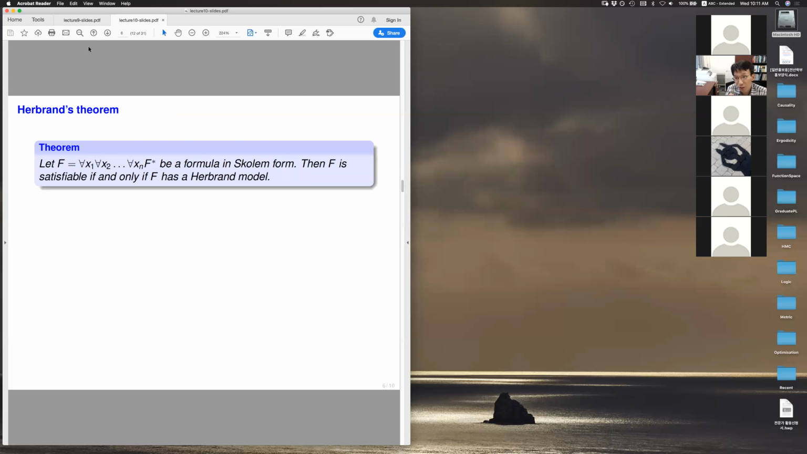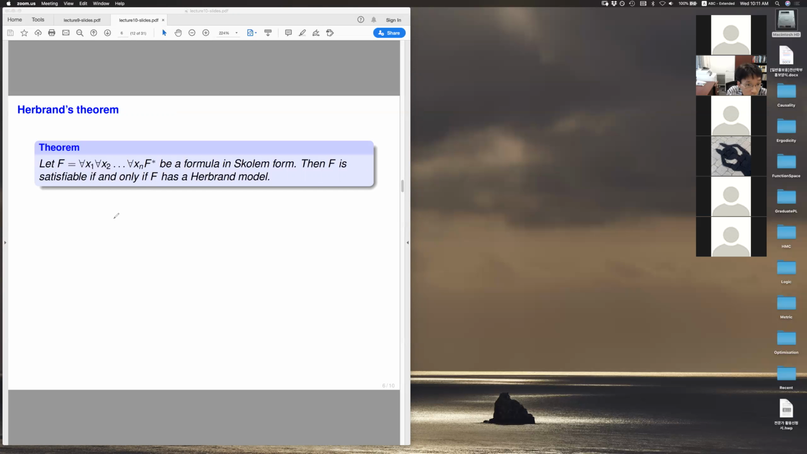So the Herbrand theorem that we're gonna study is of this form. It says the following: if I have a formula F in Skolem form, so you have a universal quantification and F star, which is a quantifier-free formula, then this theorem says that formula F is satisfiable if and only if it has a Herbrand model.